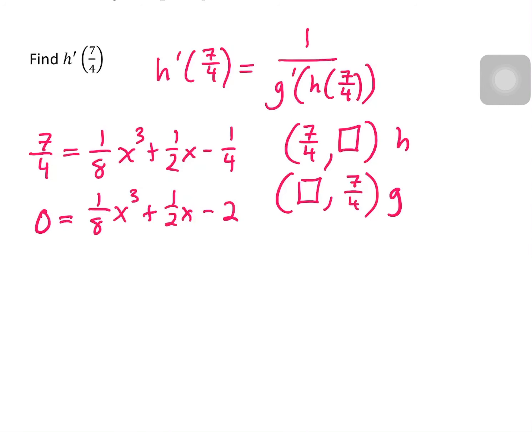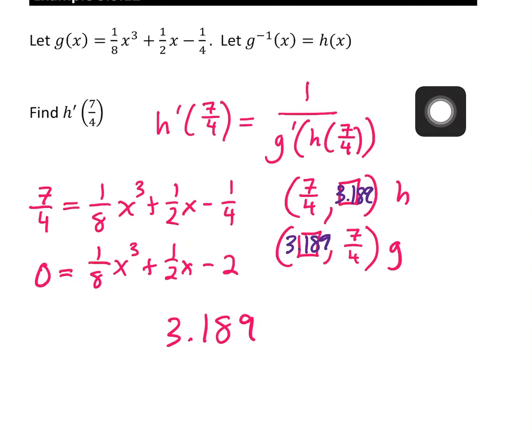Alrighty, so it should be like 3 point... of course, I exited out of the screen now. 3.189 is the input. So that's going to make it 0. So 3.189 is what I need to put into the derivative of this expression. So I'll go ahead and do that.